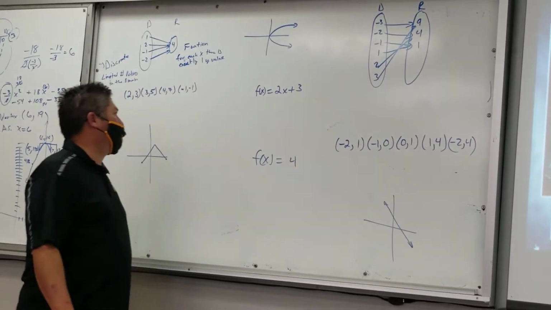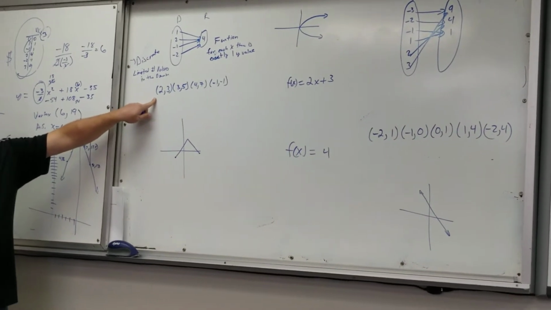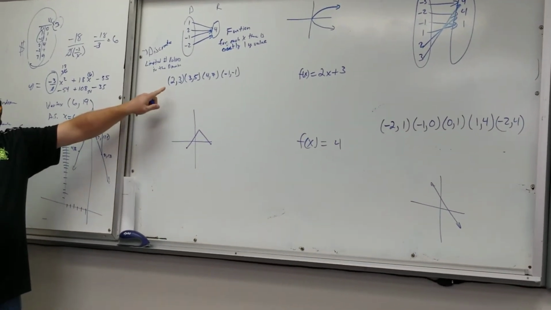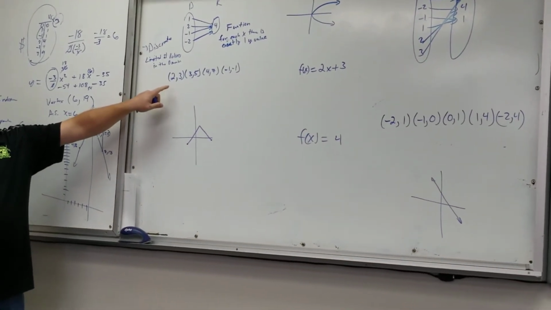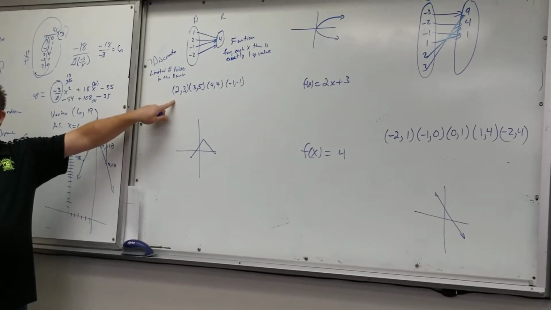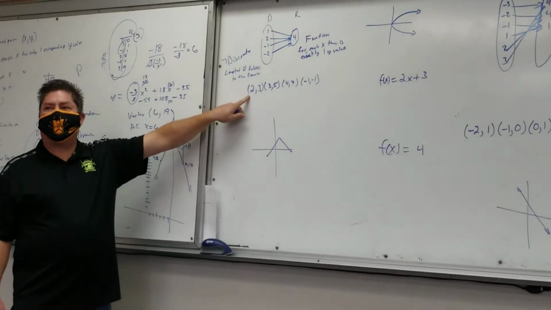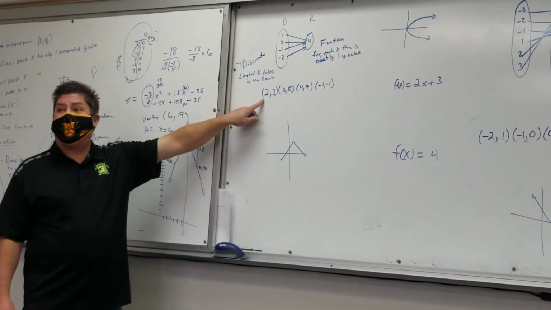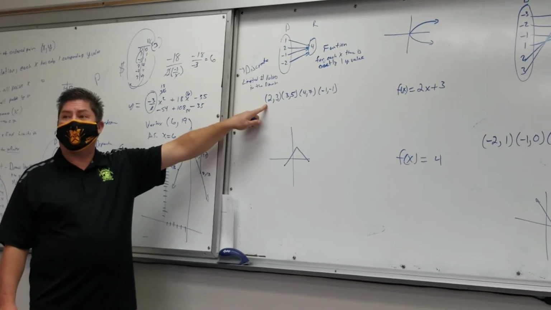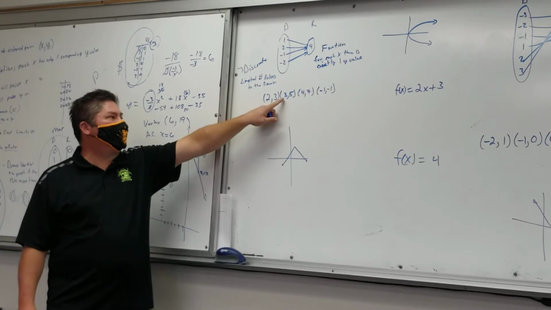There we go. Okay, so let's do this one with the set of ordered pairs. Is it a function or not a function, and how do you know it? Function. It is a function. How come? There's only one x each time. Yeah, there's only one x mentioned each time.